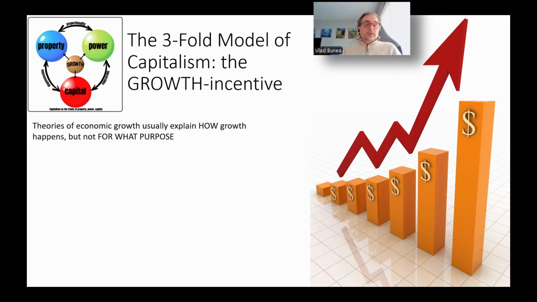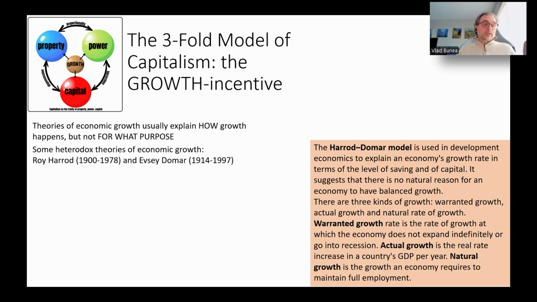Let's see how theory looks at growth. Theories of economic growth usually explain how growth happens, but not for what purpose. And remember, we are talking about heterodox economic theory right now. One example is the Harrod-Domar model, and this is an actual quote from the handbook. I'll read it to you, and then we will translate into human English. So this model is used in development economics to explain an economy's growth rate in terms of the level of saving and of capital. It suggests that there's no natural reason for an economy to have balanced growth.